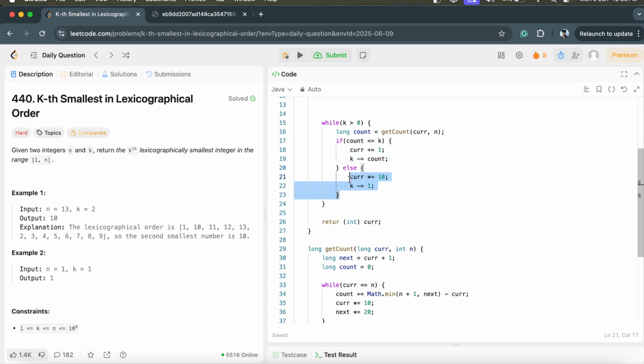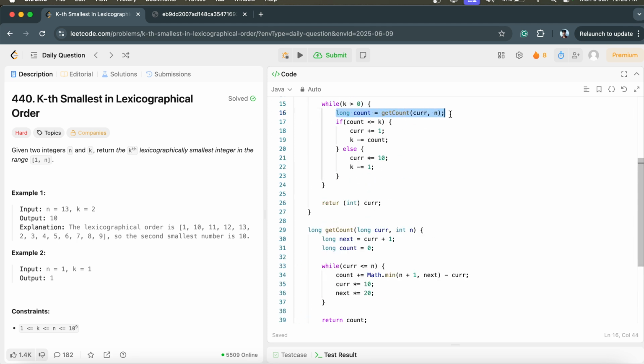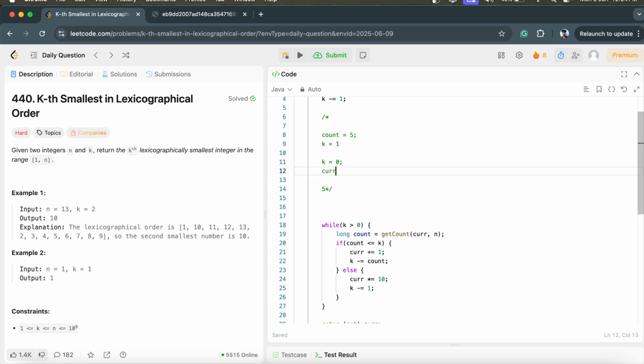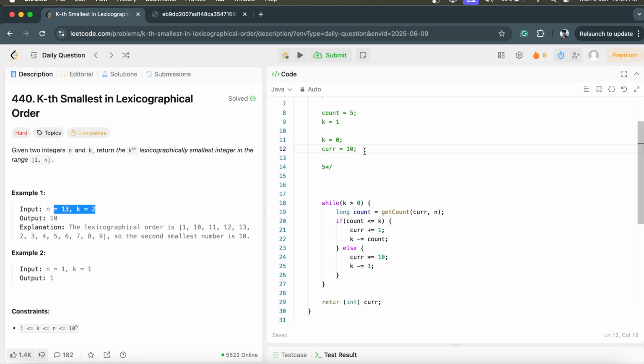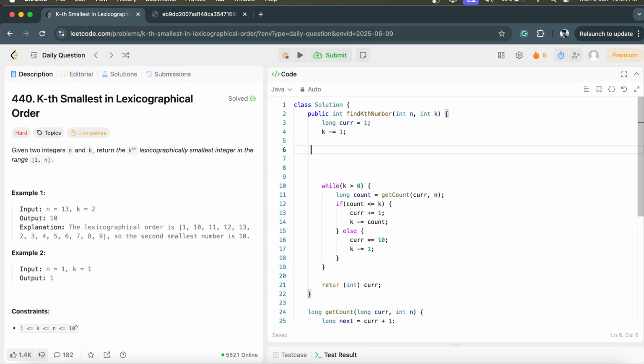Okay. And now in the else condition, we shift our focus from this current 1 to 10, and count gets decremented because 10 is where we are at. From 10 to 11, we again check the range, the count that we are trying to figure out. The count we get is 1, but before that the k got reduced to 0. The moment we shift, current is actually at 10. For this particular example, we get out of this while loop, and that is what we return. So yes, that's all for this particular problem.